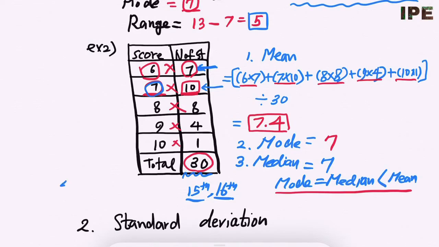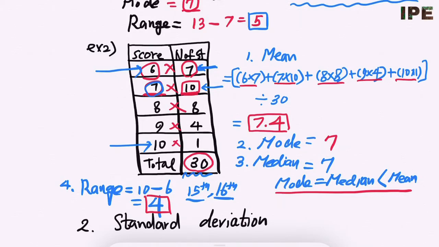How can you find the range? Range is the biggest number minus the smallest number. Biggest score is what? 10. Minus the smallest score, which is 6. So range is 4.